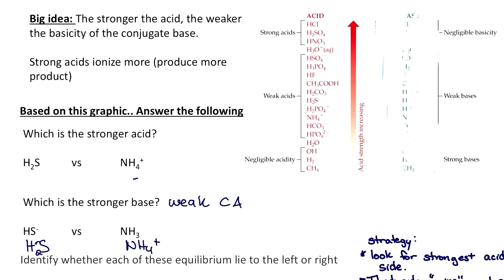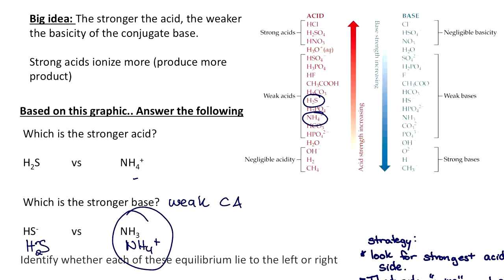So if we look for it here and then there, stronger base has the weaker conjugate acid. So which of these is the weaker acid? Ammonium. So that means ammonia is the stronger base. And is that what we said earlier? It was, yes. All right. And so doing it this way makes it infinitely harder.